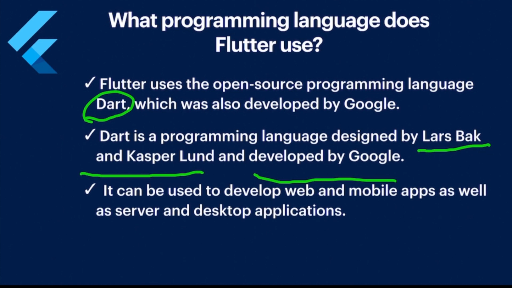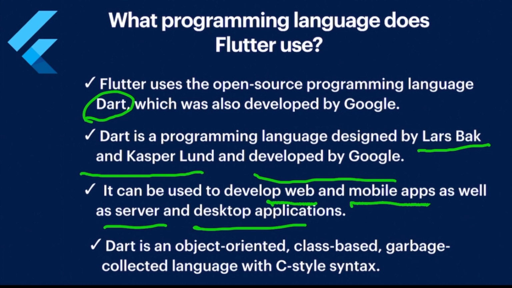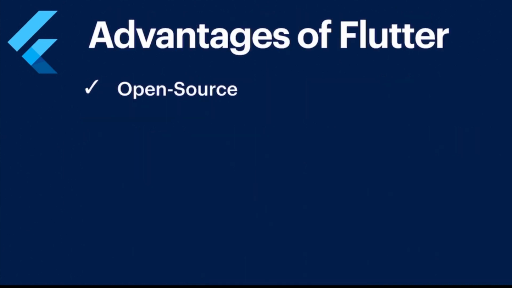It can be used to develop web and mobile apps as well as server and desktop applications. I already said that with Dart we can develop approximately all types of applications. Dart is an object oriented, class based, garbage collected language with C style syntax. Dart is object oriented like C++ or other object oriented languages, and the style we use in Dart is like C style syntax. So next are the advantages of Flutter.